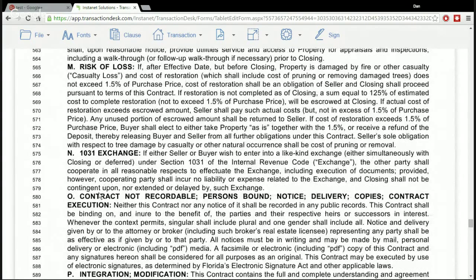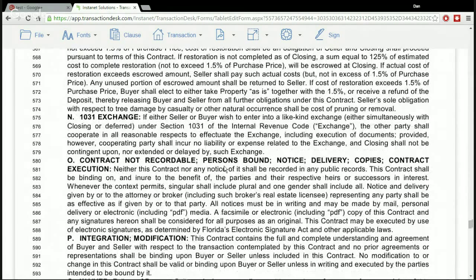1031 exchange is something that's important. If you have investor clients, it's important that they know about it. You might learn a little bit about it as well, but it basically allows them to enter and exit out of different real estate transactions without having to pay the capital gains tax or as much taxes if they structure it and do it properly via the 1031 exchange. Talk to your title person about that if it's something that your client is interested in.